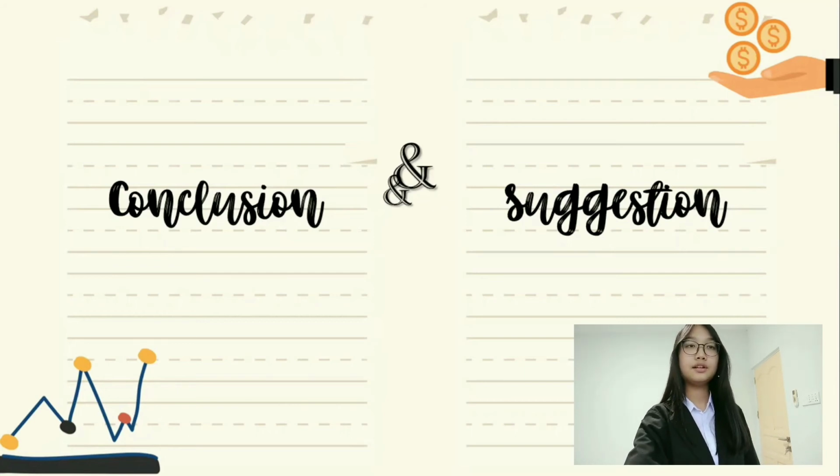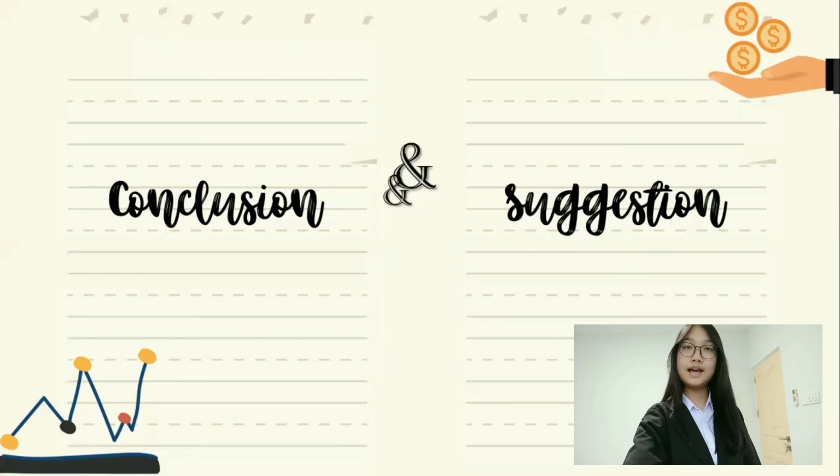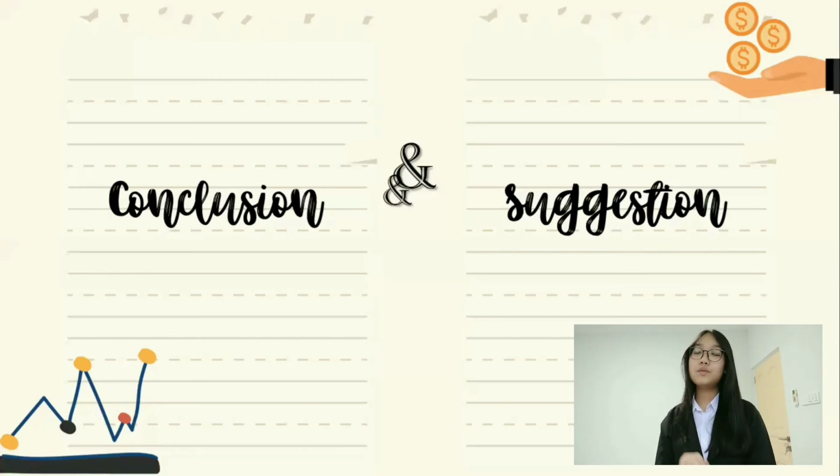And the third, receivables are classified into two types, that are trade receivables and non-trade receivables. And the fourth, account receivable characteristics are that there is a value, there is a due date or terms, and there is an interest. And the last, all account receivable transactions will affect the account receivable card.